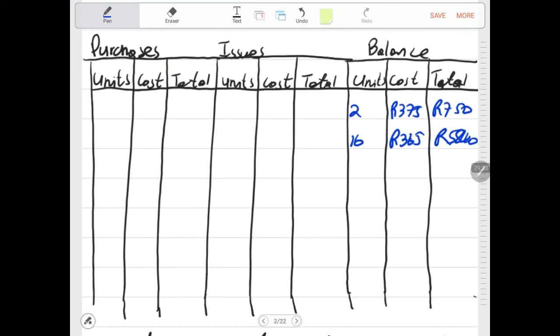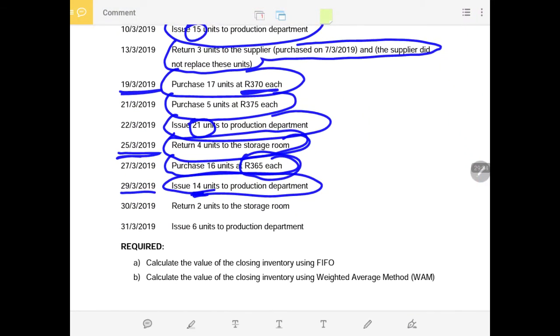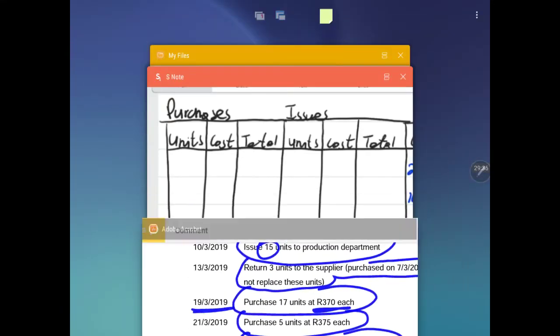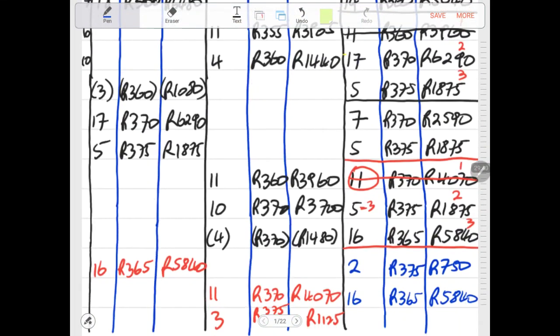5,840. Now this is the balance of the inventory we have after we have issued 14 units. And remember, the 14 units had to be taken from the 2 inventory lots that we have. The first is the 11 that we have taken, and we took 3 to make it 14 here. So the remainder is 2 out of the 375. There we go. And 16 out of the 365.